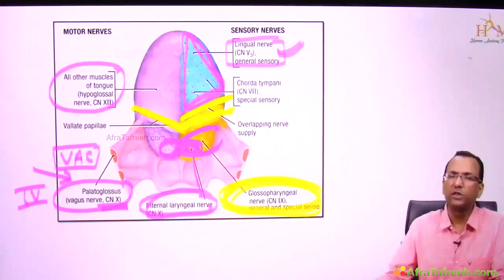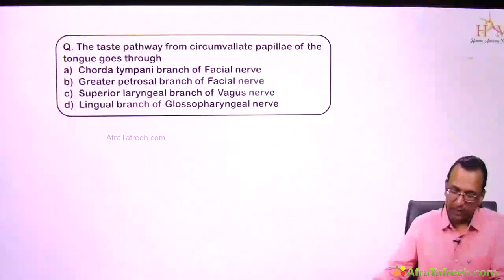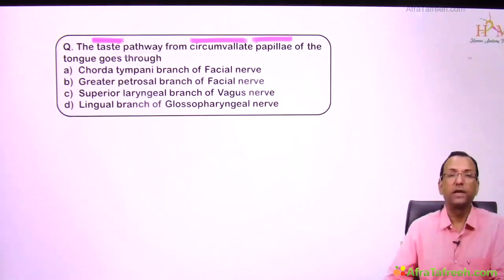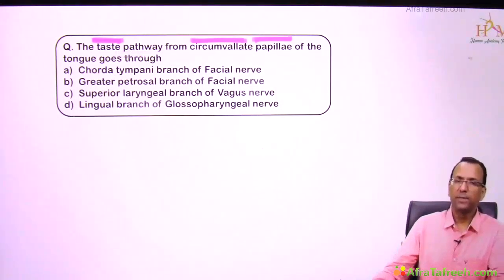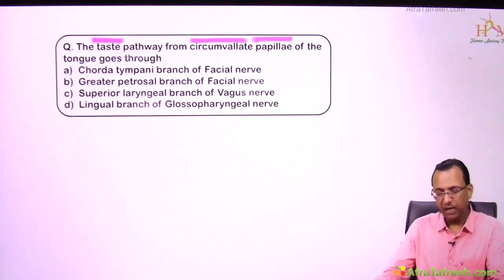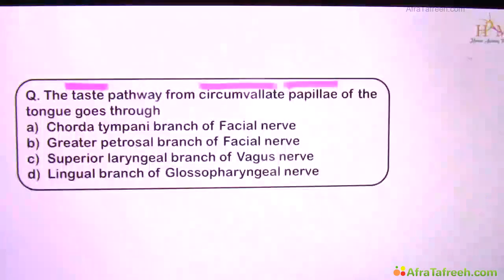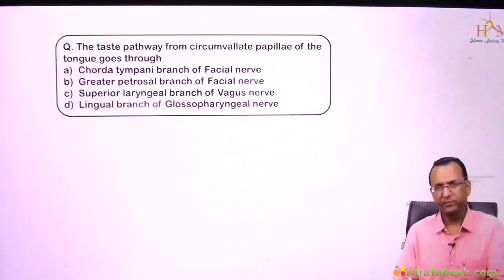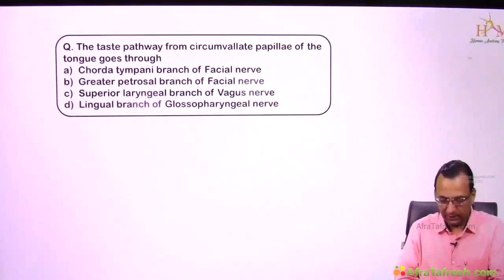Let us look at a question also. This question is asking about the taste pathway from the circumvallate papilla. So what is your answer? They are in front of the sulcus terminalis. Maybe the circumvallate papillae are in front of the sulcus terminalis, but they carry the nerve from the posterior side. So what is the answer? Okay, if you say this is the answer, fine. Can you tell me one thing? That is the answer, of course.